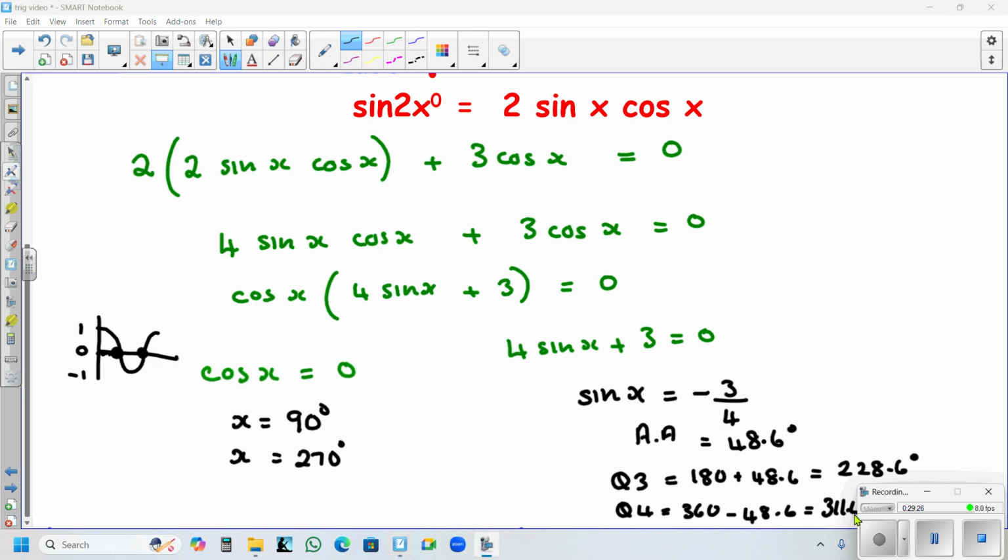Okay, so what we want to do then is write all of those answers down. I'm running out of space here, so we'll write them over here. So x is equal to, the smallest one was 90. The next one is 228.6. The next one was 270, and the last one was 311.4 degrees. And that's that one solved. So that is one of each type of equation that you have to be able to solve for Higher Maths.